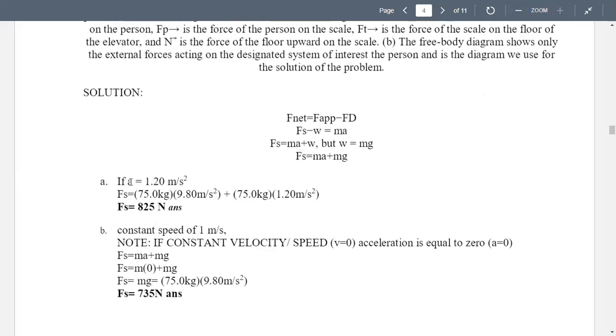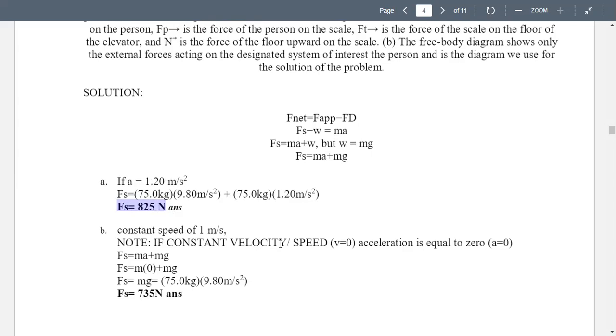Further simplifying for letter A, if a is equal to 1.20 meters per second squared, your Fs would be equal to 75 kilograms multiplied with the gravitational acceleration on Earth plus 75 kilograms times the acceleration of the elevator itself. Okay, gives us an answer of Fs is equal to 825 newtons.